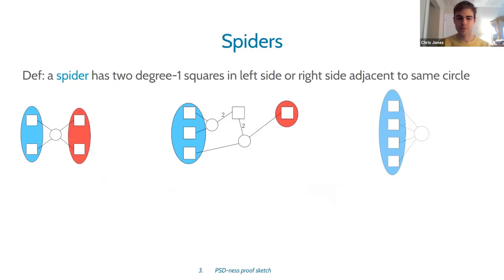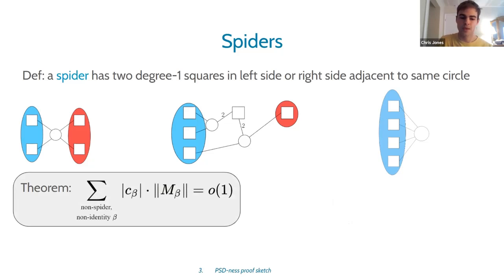Towards understanding them, we make the following definition. A spider is a shape which has two squares, which are degree 1 and are adjacent to the same circle. And they must appear in either the left blue side or the right red side. So for example, these are a couple different samples of spider shapes. And then what we show is that if you look at the contributions to the moment matrix of all the non-spider shapes, it has a little o of 1 contribution. So really the only shapes you need to worry about are these large norm spider shapes.